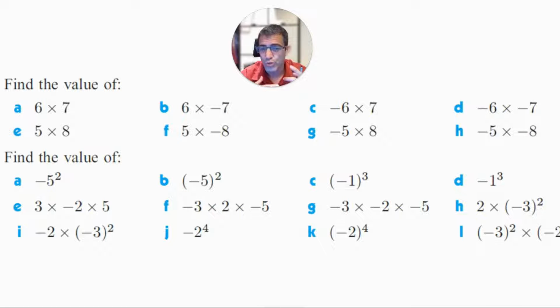I would encourage you to first figure out if the numbers are plus or minus, and then once you figure that out, then do the multiplication. That'll make your life easier. So 2 steps. First, is it positive or negative? Second step, what is it? Okay, pause right now and do the worksheet, please.